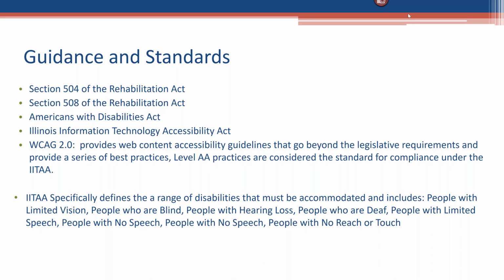The IITAA, the Illinois Information Technology Accessibility Act, also specifically defines the range of disabilities that must be accommodated. That includes people with limited vision, people who are blind, people with hearing loss, people who are deaf, people with limited speech, people with no speech, which I've accidentally included in there twice, and people with no reach or touch. However, they do give guidance that other disabilities should also be considered, but it's that must word there that is really important for our discussion today.